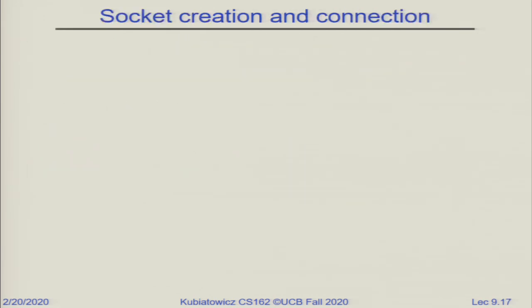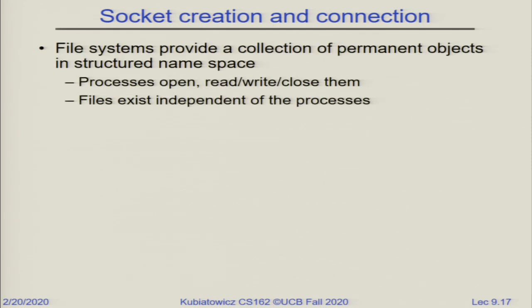Good. Now, let's finish up this discussion of sockets, which is how do you actually create these things and connect them together? The thing about file systems is they're a bunch of permanent objects. They're in a permanent namespace. So to connect with a file, you just need to know the file name. That's easy. Files exist independent of processes. That should be no surprise to anybody.